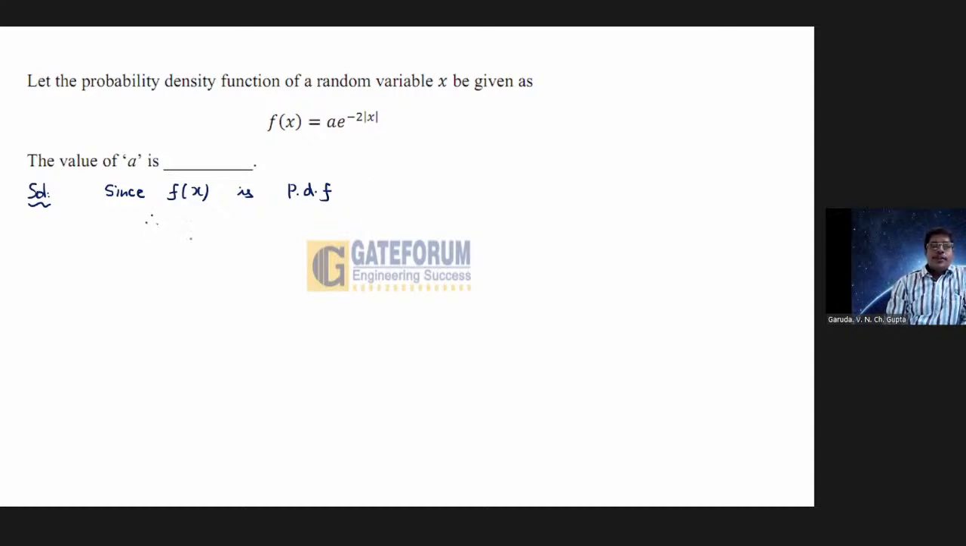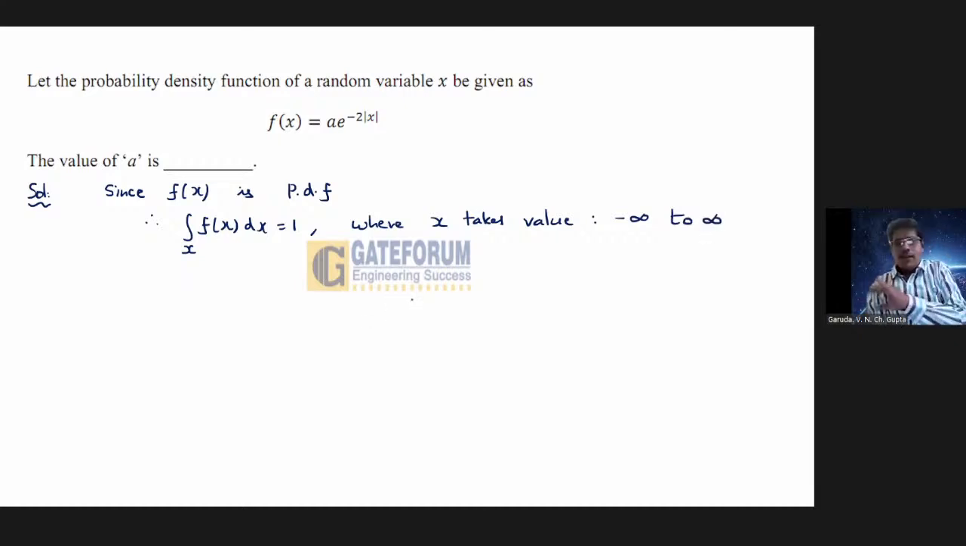Therefore, the integral over all given x values of f of x dx equals 1, where x takes values from minus infinity to infinity, because the x range is not mentioned. Okay, so you take all real numbers.